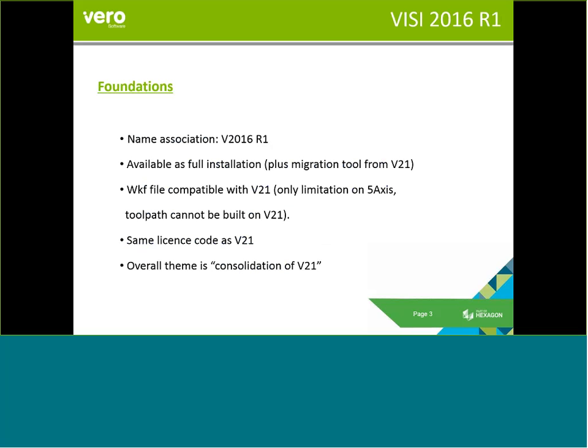The full install has a separate migration tool to transfer over your VISI 21 settings to 2016, and I'll talk more about that in just a second here. To further ease the transition to 2016, the work files are fully compatible between the two versions. So 2016 files can be opened inside of 21 and vice versa. 2016 will also use the same license file as your current version of 21. So once you download and install 2016, just use your 21 license file and you'll be good to go.